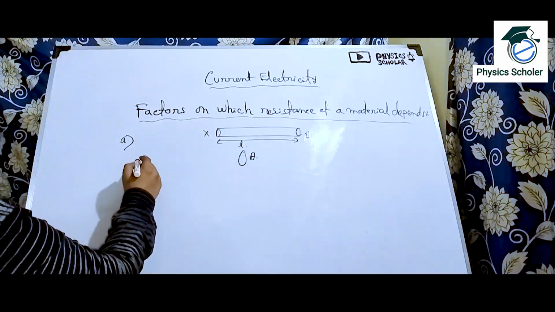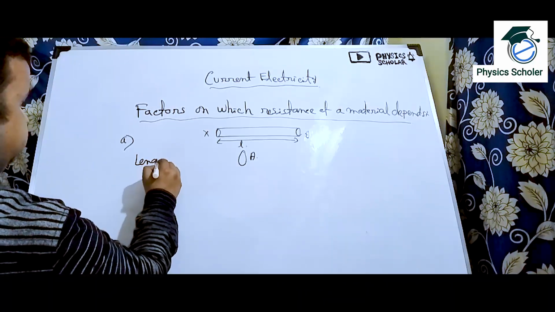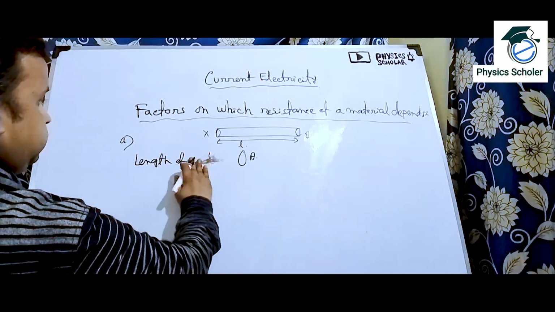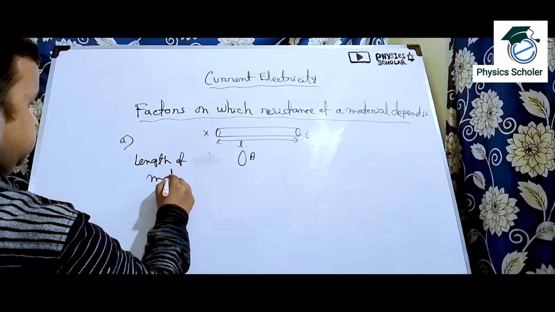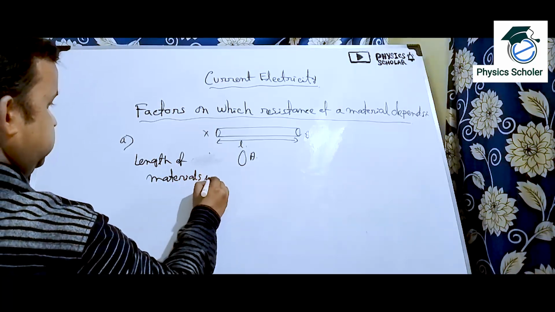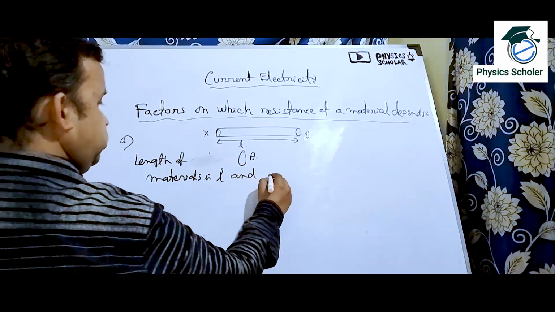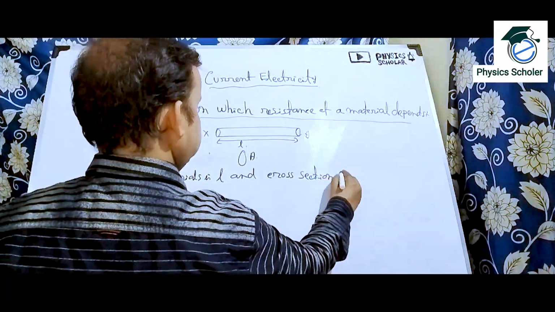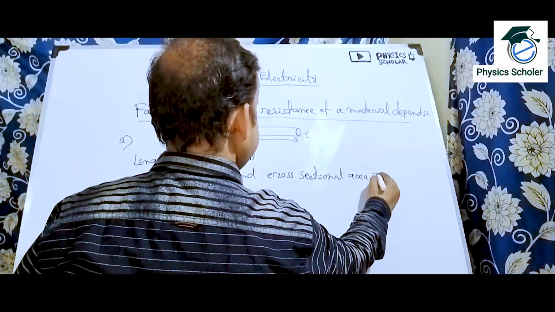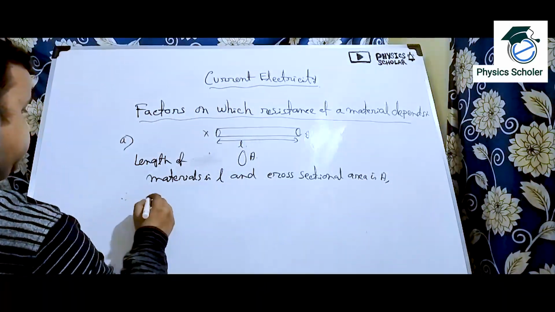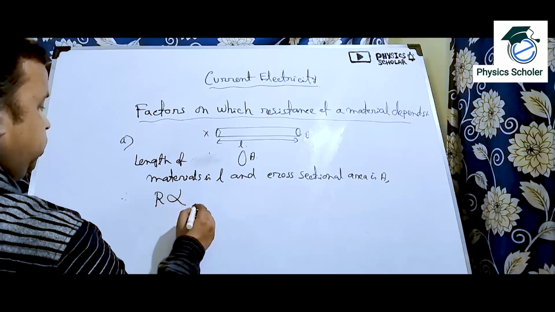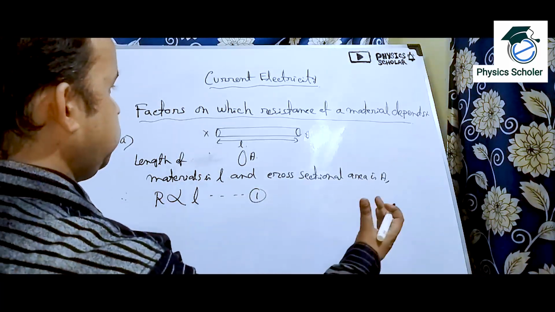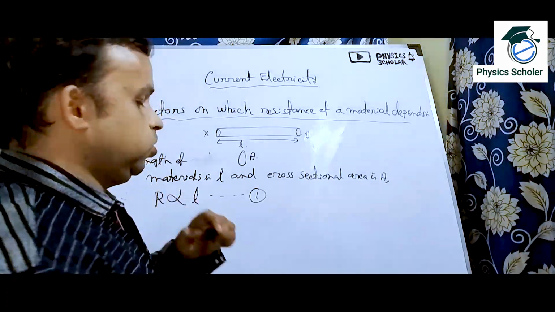So suppose the length of the material is L and the cross-sectional area is A. Resistance will be directly proportional to the length of the conductor. So if the length of the conductor increases, then resistance will also increase.